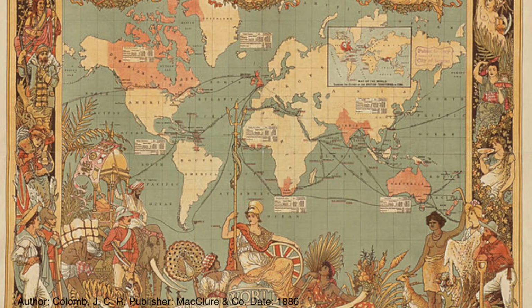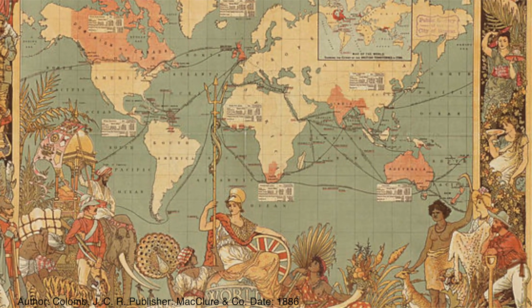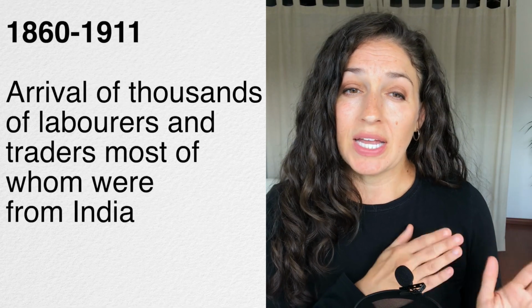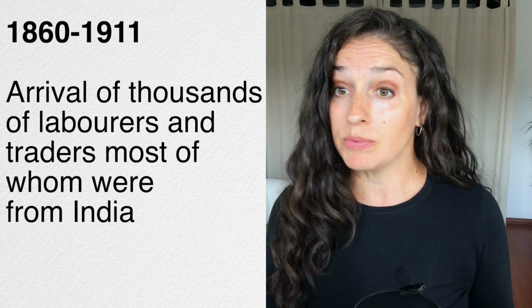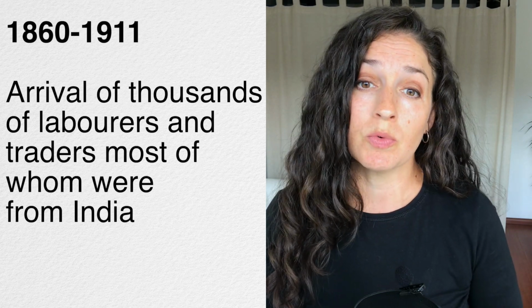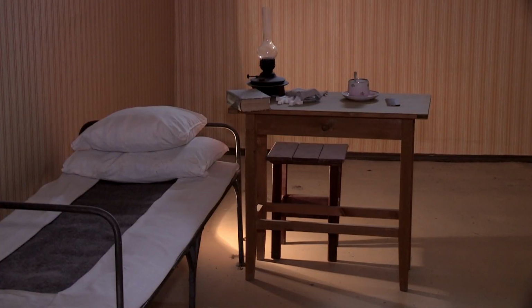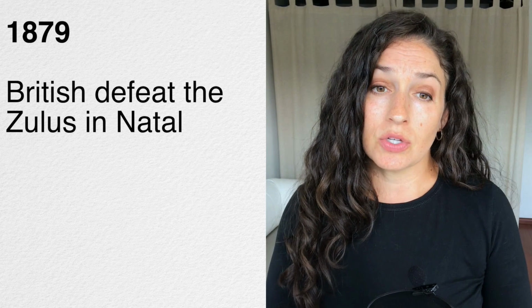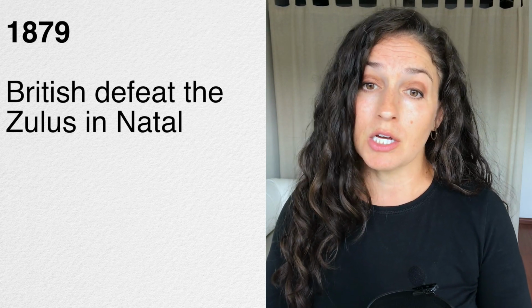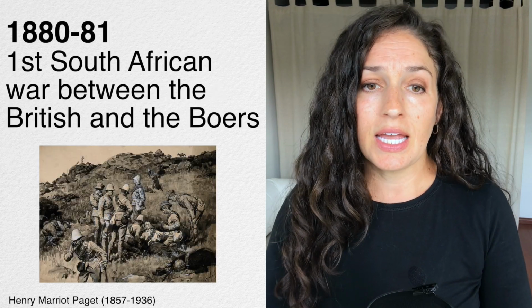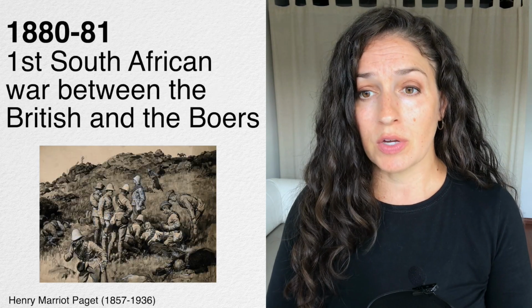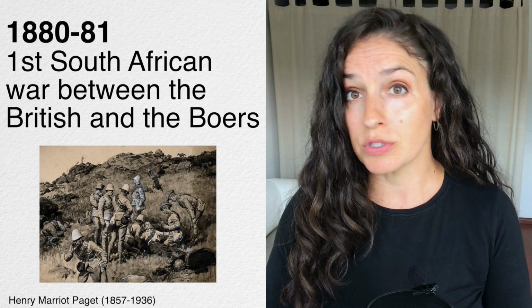So now we can turn to the British colonial period between 1870 and 1910. First, at the beginning of this period, between 1860 and 1911, there was the arrival of thousands of laborers and traders, most of whom were indentured servants from India. In 1879, the British defeated the Zulus in Natal. And in 1880 and 81, the First South African War between the British and the Boers began.